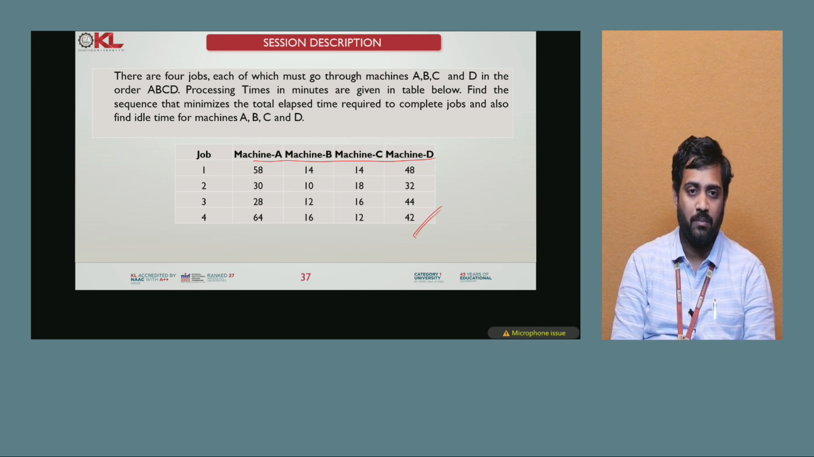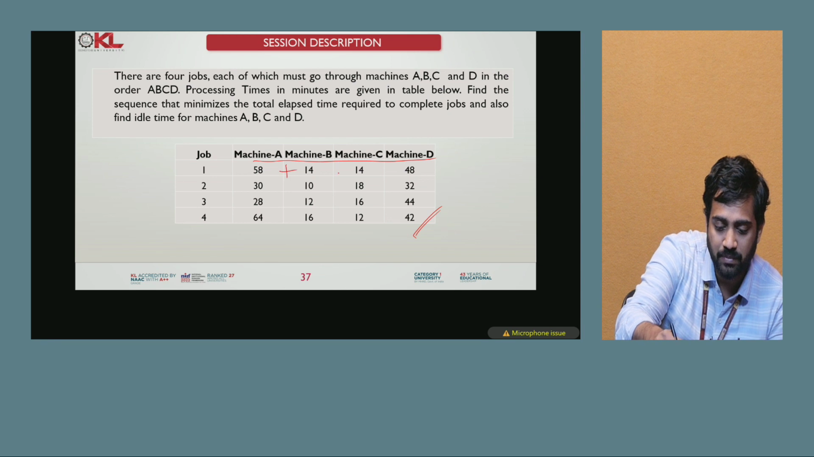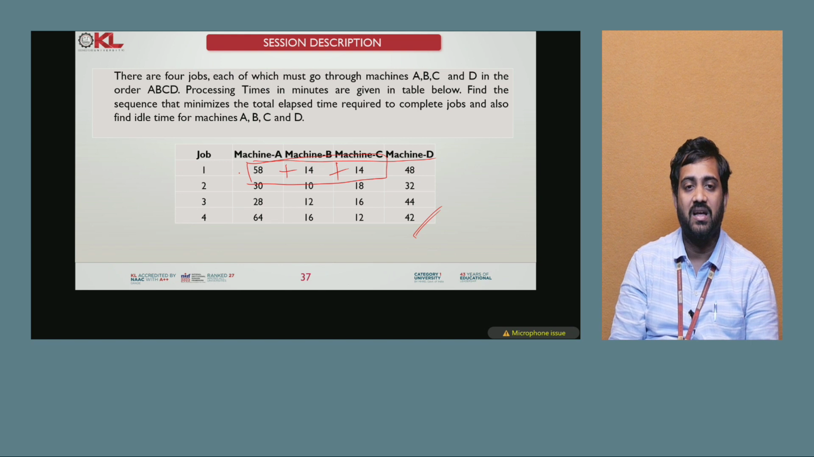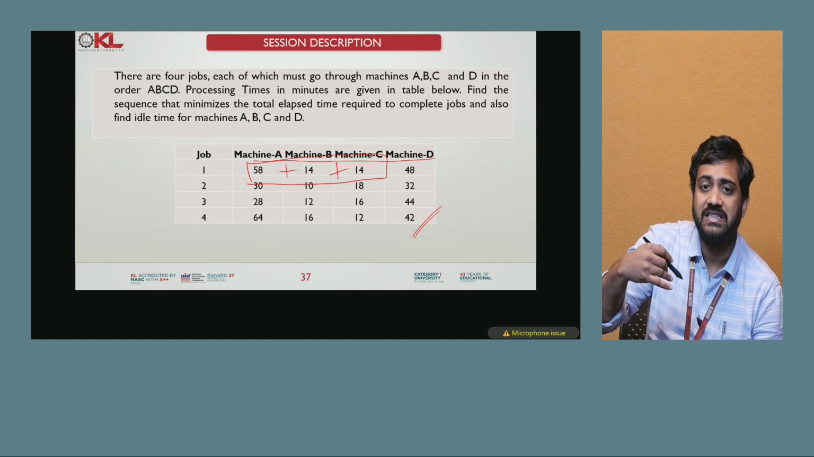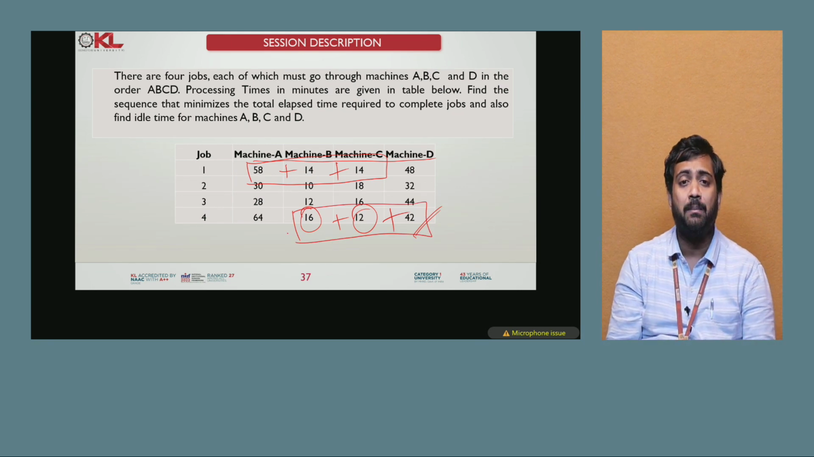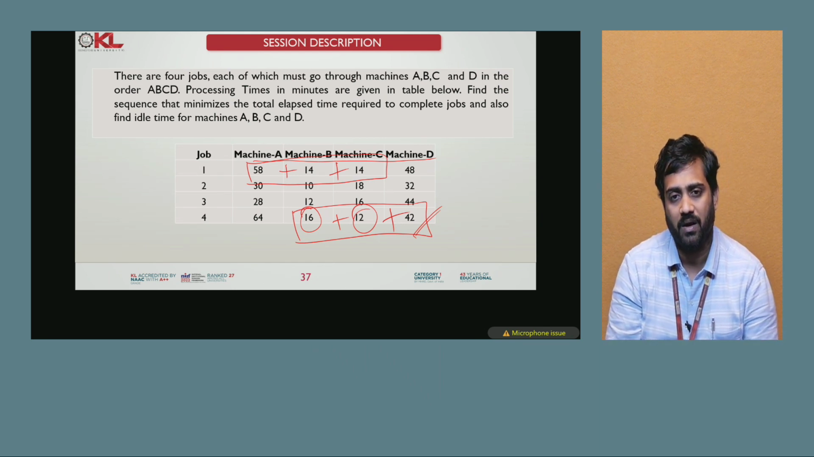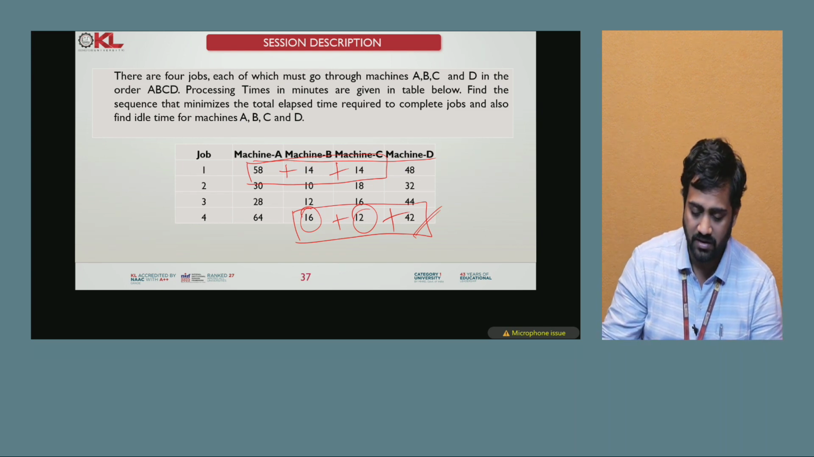How? By taking 2 imaginary machines G and H. G will be equal to the processing times of A plus B plus C. By adding A plus B plus C processing times, we get the processing times for imaginary machine G. By adding the processing times of machines B plus C plus D, we get the processing times for the imaginary machine H. Like that, the 4 machine problem can be converted into a 2 machine problem and we can apply Johnson's algorithm. So that we'll see.